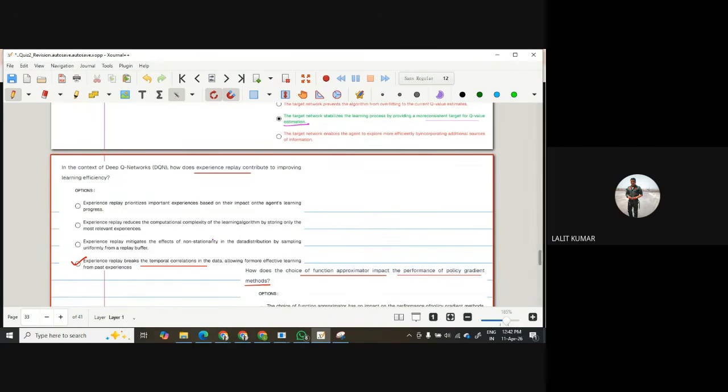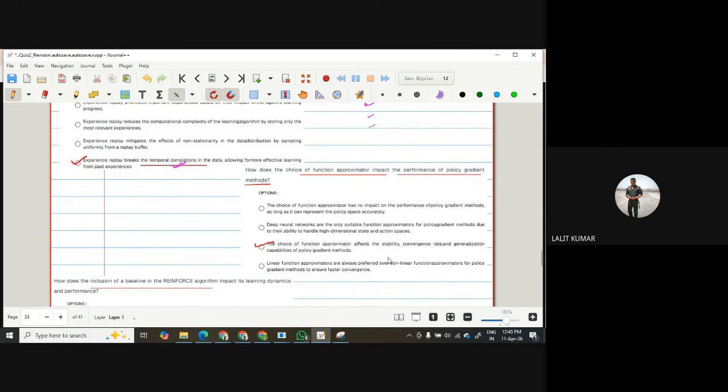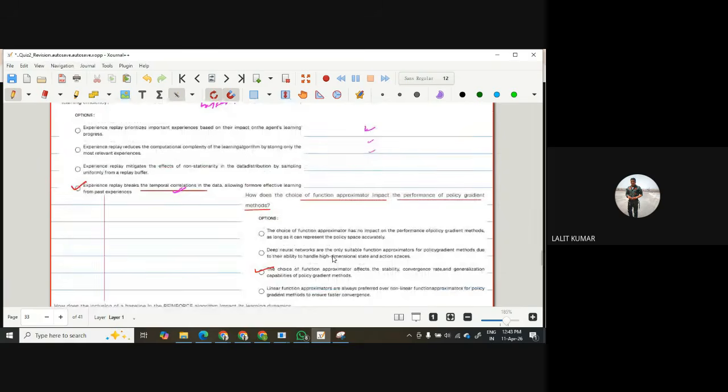In the context of deep Q, how does experience replay contribute? This is nothing but buffer. So it breaks the temporal correlations in the data. How does the choice of function approximator impact the performance of policy gradient method? Function approximator means how you'll be aggregating. We had binary, we had softmax and all that. So basically the choice of function approximator affects the stability, convergence rate and generalization capabilities of policy gradient methods.